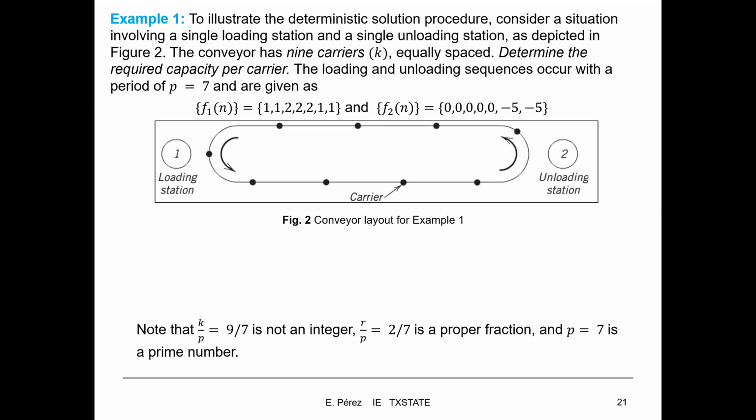So let's look at one example. I know those were a lot of equations. So let's put this into practice.